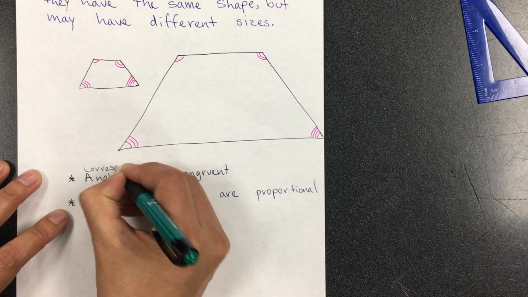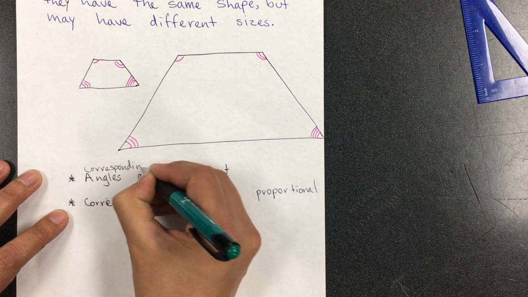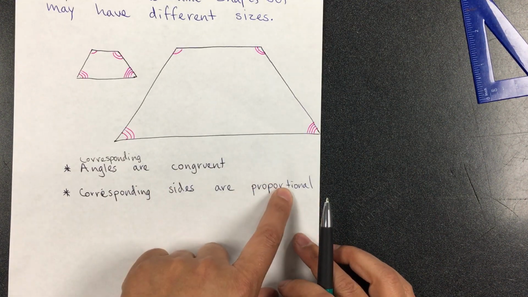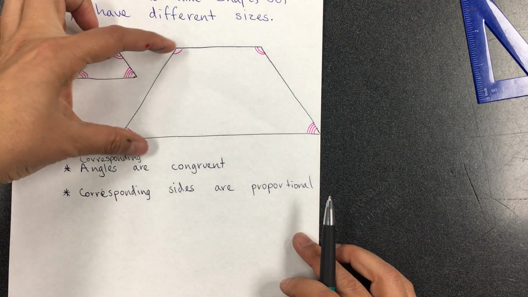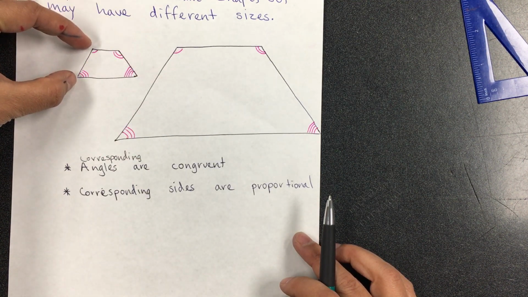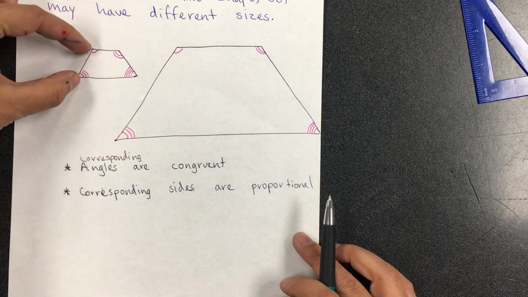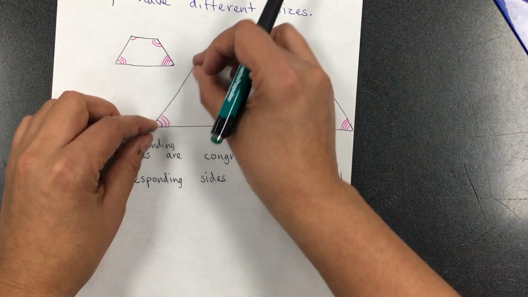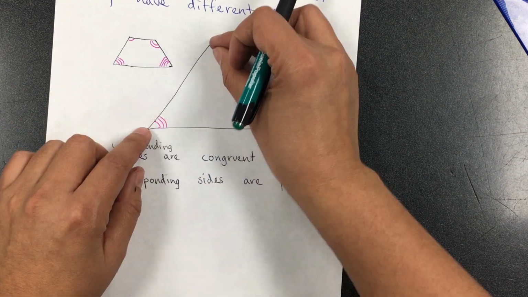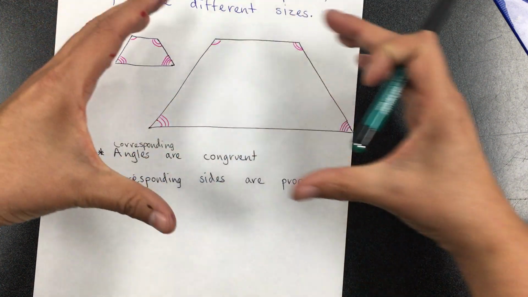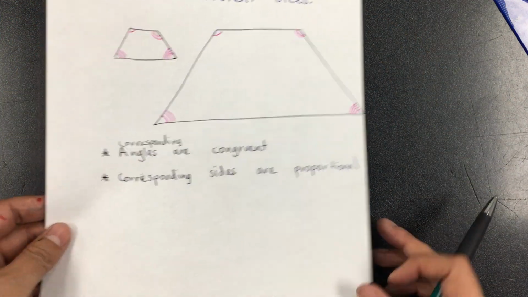Corresponding angles are congruent. And corresponding sides are proportional. That means that if I pull this one to grow, like when we do it on a computer to enlarge a picture, it's not going to enlarge bigger on one side and just a tiny bit on the other side. It's proportional, it's going to grow. Okay, that's what it means.